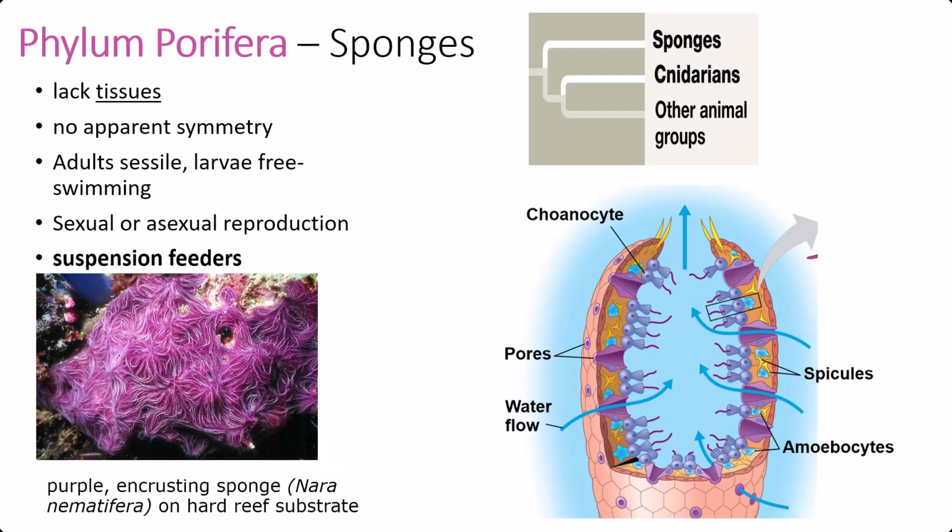That brings us to our first animal phylum. The phylum Porifera is the sponges. The sponges lack tissue, and oftentimes they are asymmetrical, although occasionally they can appear to have radial symmetry. The adults are sessile, so they're attached to the substrate, and the larvae are free swimming. Sponges can do sexual or asexual reproduction, and they are filter feeders, so they're suspension feeders.